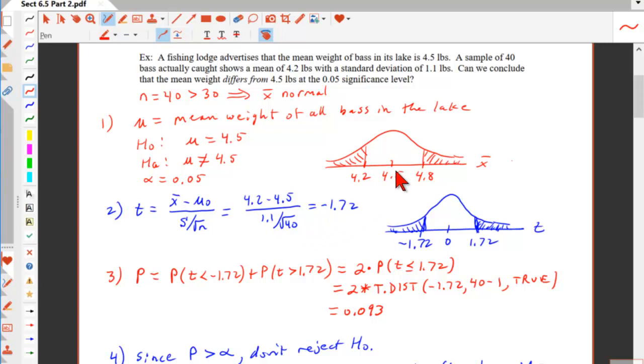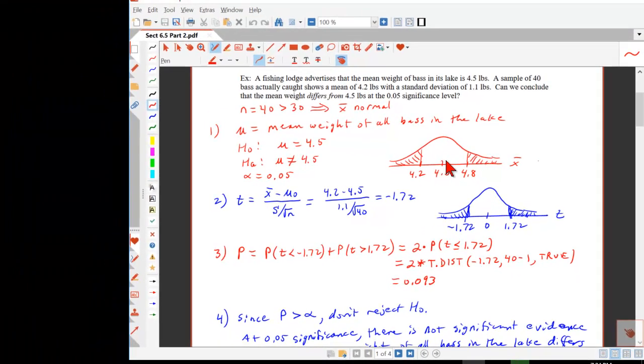So now I can write the problem in the same way, just in a different variable. Here's a variable t. A t-distribution always has its mean or peak at 0. And here's negative 1.72, here's positive 1.72, and this blue area that I have shaded is also what I'm trying to calculate. It's the same thing as the red area up here.